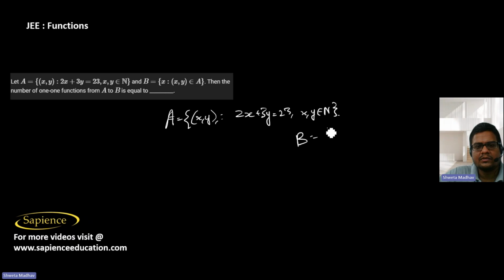Okay, so here it is told that A is a set which contains the ordered pairs x, y such that 2x plus 3y equals 23, and x, y belongs to N. And B is a set of all those x such that x, y belongs to the set A. Then the number of 1-1 functions from A to B is equal to.